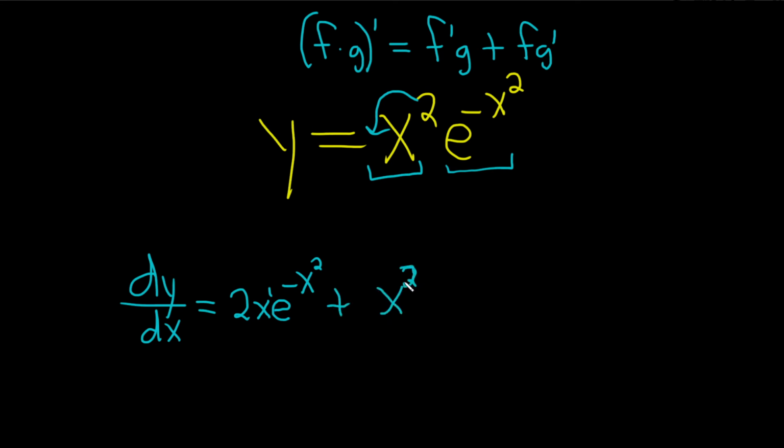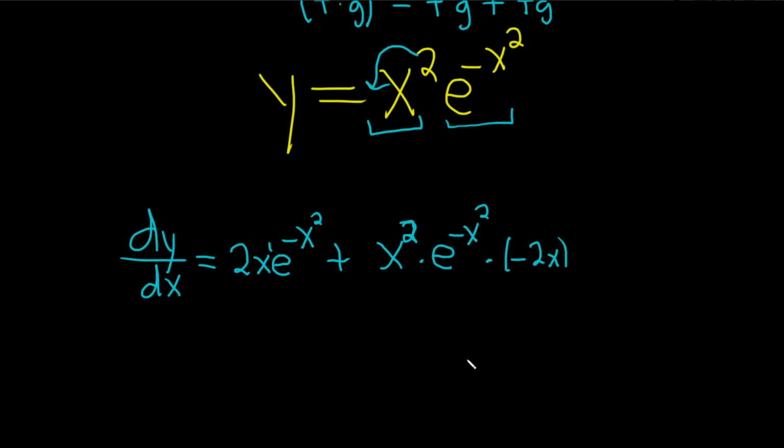And here's where it gets tricky. We have to take the derivative of this piece here. So the derivative of e to the x is e to the x. So this will be e to the negative x squared. But then it's not just x. So what you have to do is you have to multiply by the derivative of the inside. That's the chain rule. So it'll be negative 2x.